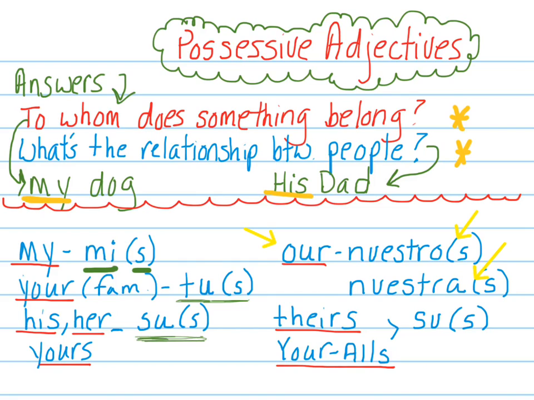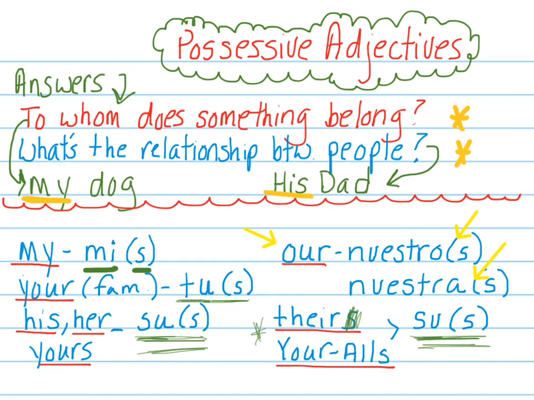Actually, I want to skip over here to their and your all's. It's supposed to be just their, not theirs. So if I want to say their house or their boats or their cotton fields, or your all's cotton fields, your all's apples, you're going to use su. And if you want to make it plural, it's going to be sus. Now, I know these match from here to here, but we're going to talk about that on their own page.